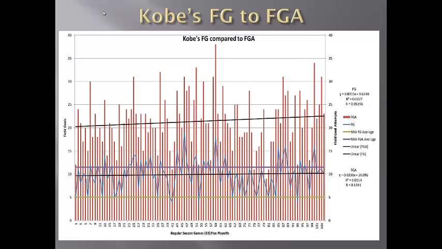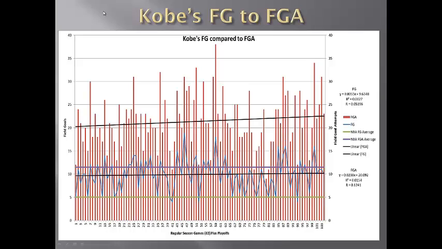Alright, here's a graph, a simple bar graph, and somewhat of a line graph included, of Kobe's field goals compared to his field goal attempts. This is not points, this is field goal attempts and field goals made. This top black line is the trend line for field goal attempts. The attempts are all these red bars, where he peaked at around 38 attempts, which yielded about 18 field goals made, not points, like I said. The blue here is the field goals made.